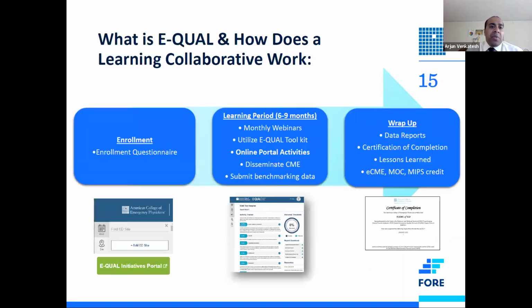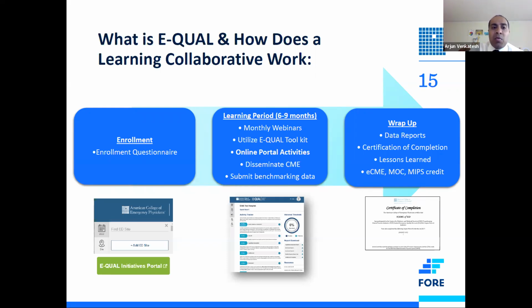What do these EDs do? They join a national learning network, which functions really as a learning collaborative. Many of you have probably practiced in settings that have done this or are aware of these. And the model is fairly simple. It's built in ways off the IHI model for improvement.